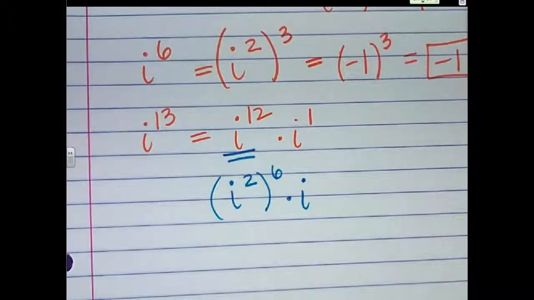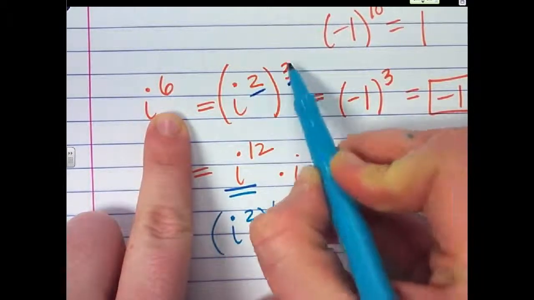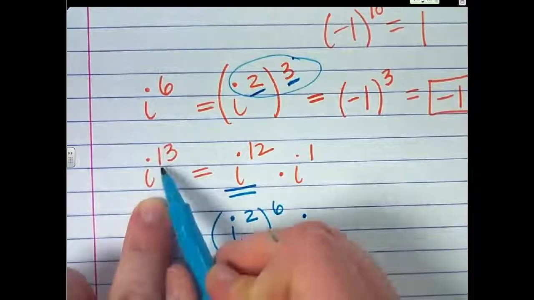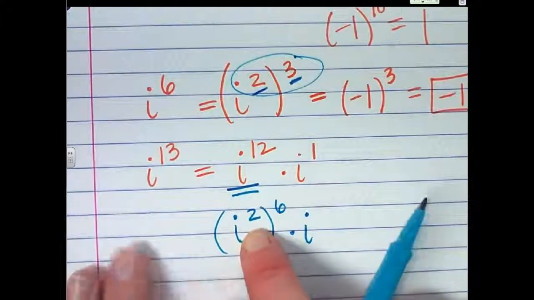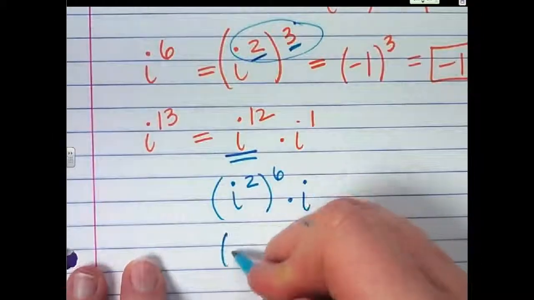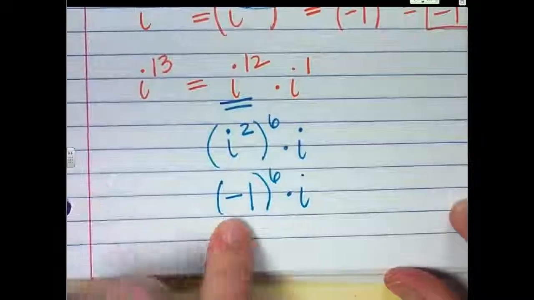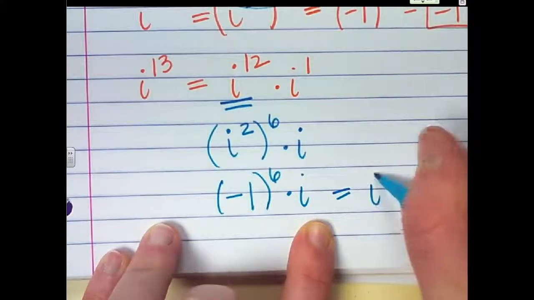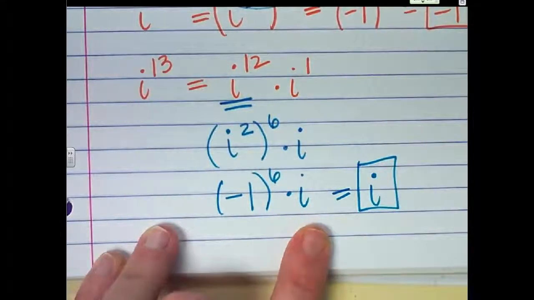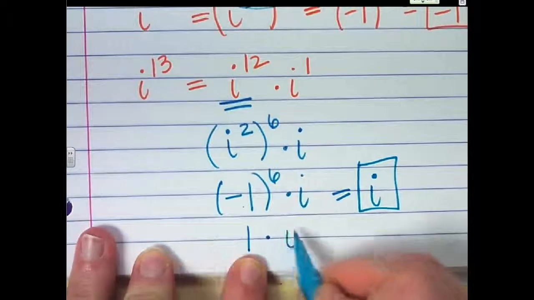Did I lose anyone yet on what I did? Okay, let me say it one more time. This one was nice and even, so I just did i squared and then to the 3rd because this is 6. This one was not even, so I split it up into an even one and then here's my leftover. The even one I divided by 2, and here's the lingering one. i squared is negative 1. What's negative 1 to an even power? 1. 1 times i is i. Negative 1 to an even power is 1. 1 times i is i.